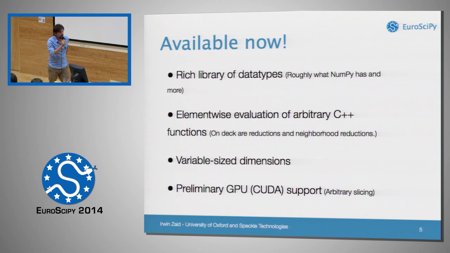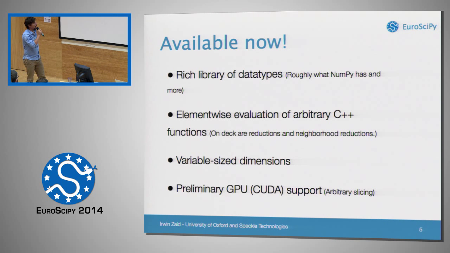And things that are available now are, we have a rich library of data types, so this is, I think, roughly what NumPy has currently, plus a little bit more. You can already do various different kinds of computing, like element-wise evaluation of nearly arbitrary C++ functions. And we have reductions and neighborhood reductions on deck, which will be in very soon. Variable size dimensions is something that actually works now. And we also have preliminary GPU support. In particular, you can have multi-dimensional arrays on the GPU and slice them arbitrarily, although that's still preliminary.